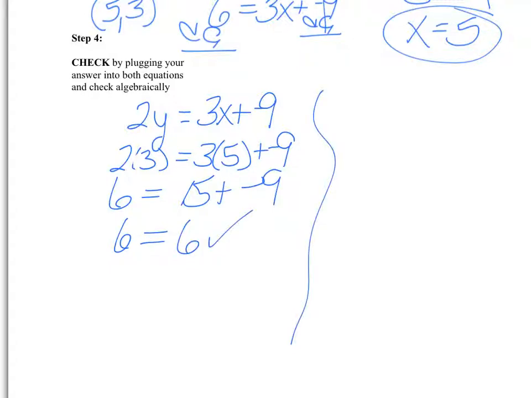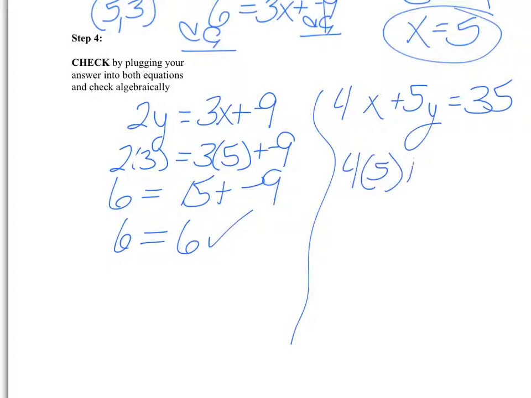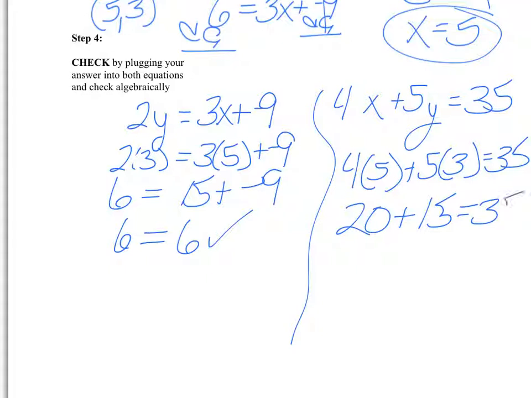Second equation. 4x plus 5y equals 35. 4 times 5 plus 5 times 3 needs to equal 35. 20 plus 15 needs to equal 35. 35 equals 35, and my answer checks.